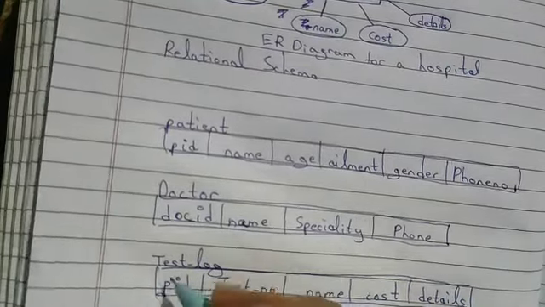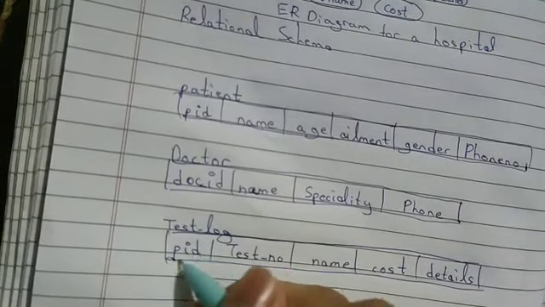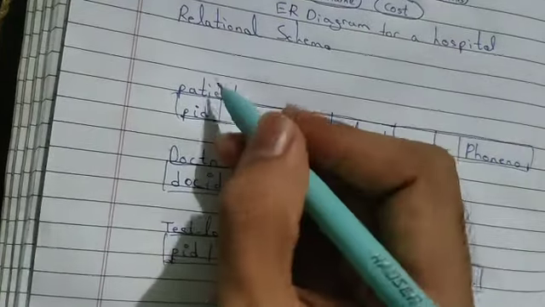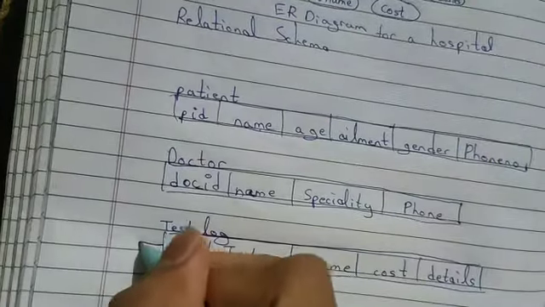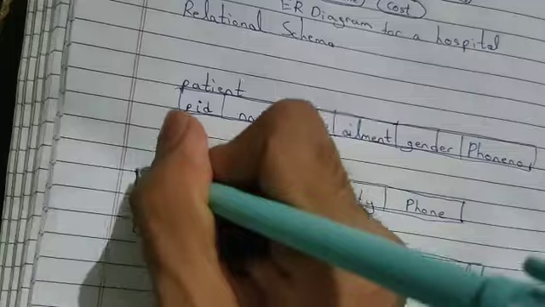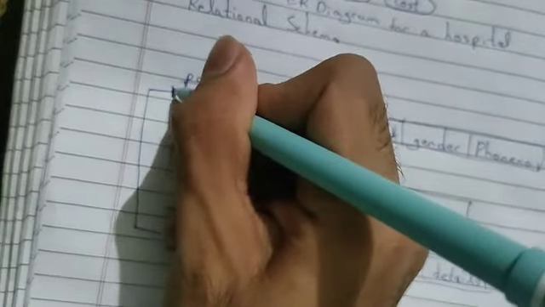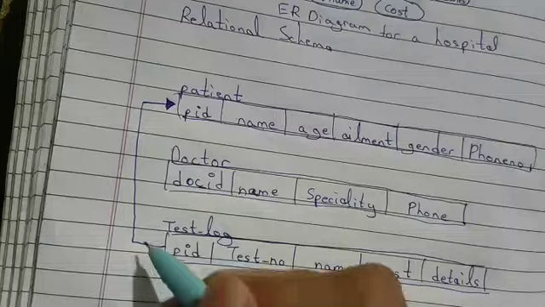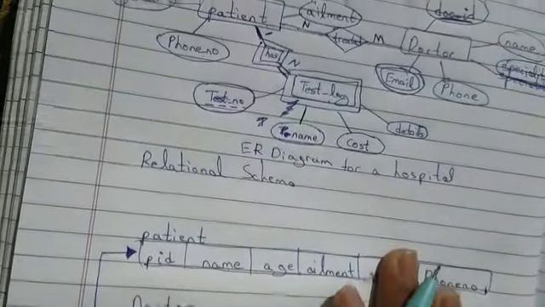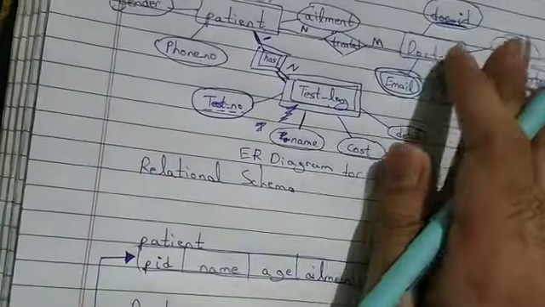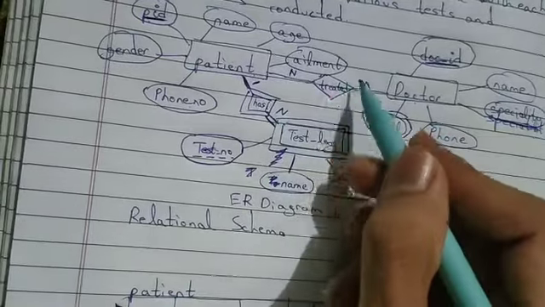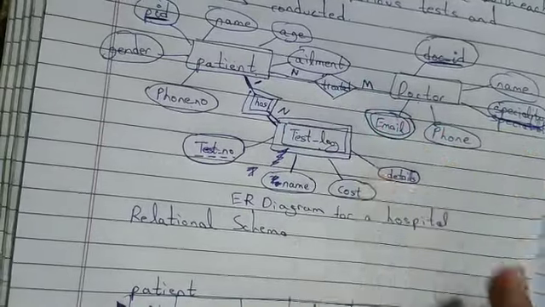So we made this table also, and as you can see in test log, we are referencing the PID from the patient table. So we must make an arrow that points to this very attribute, to show that there's a relation from here to here. Now, as you can see, there's a relation between the patient and a doctor as well, with the treated relation, basically.